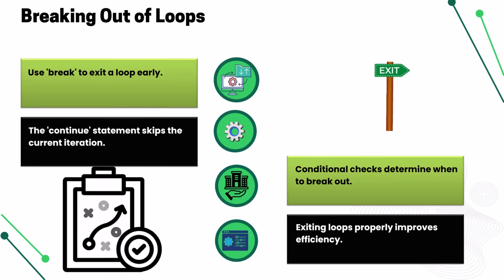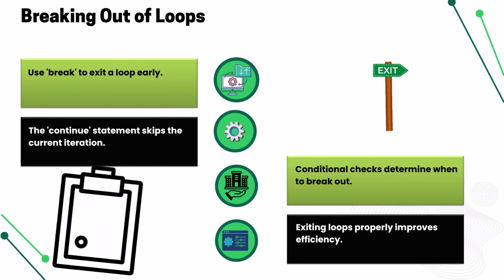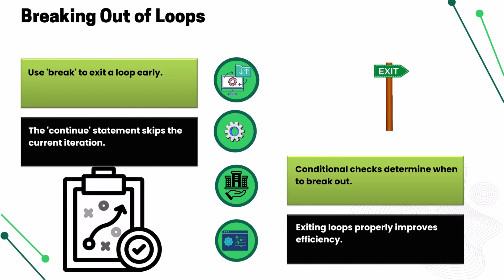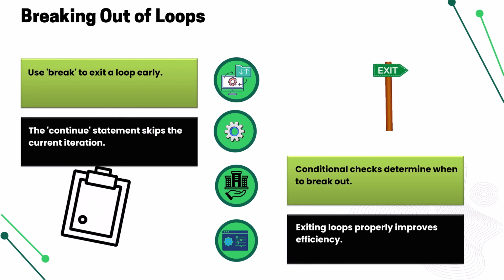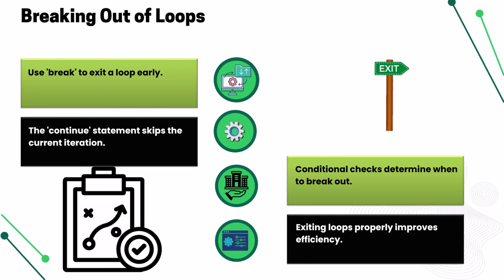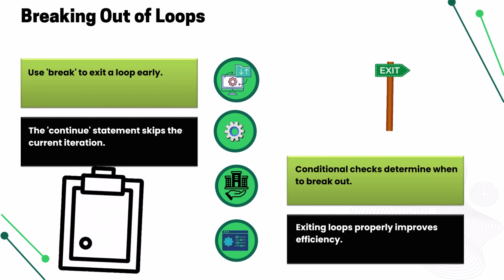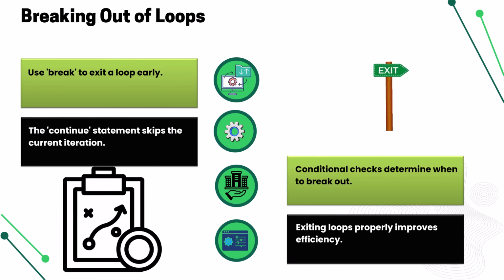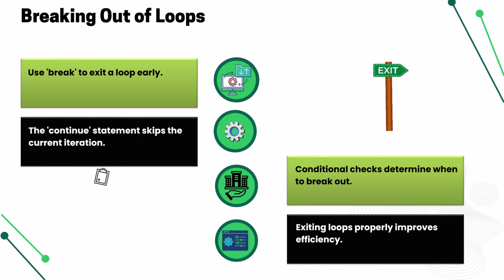Sometimes, loops need an emergency exit, kind of like dodging an awkward conversation. The break statement lets us escape early, while continue politely skips over certain cases. Smart conditional checks make sure we exit smoothly, keeping our code efficient and preventing it from running in circles. Unless you want to keep debugging for fun.